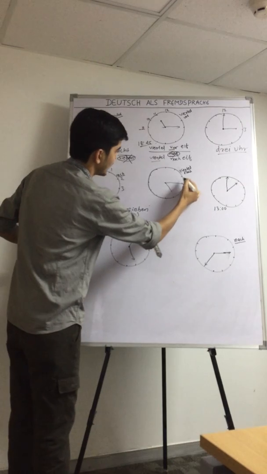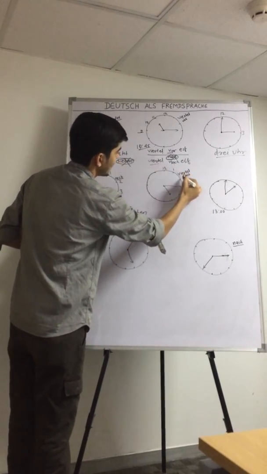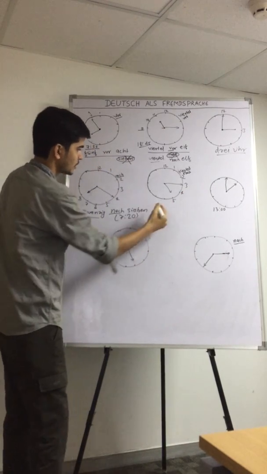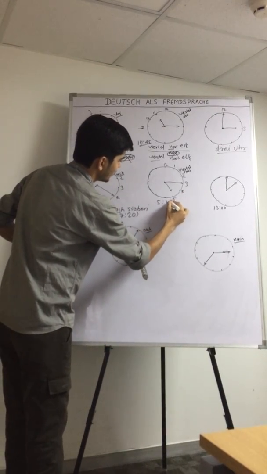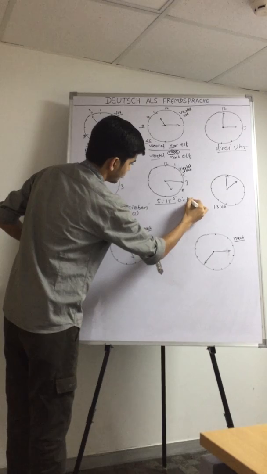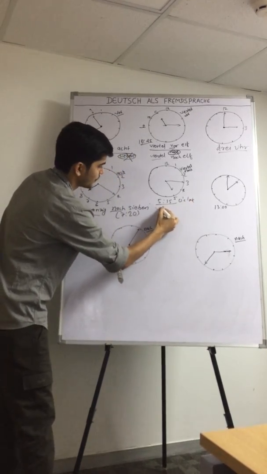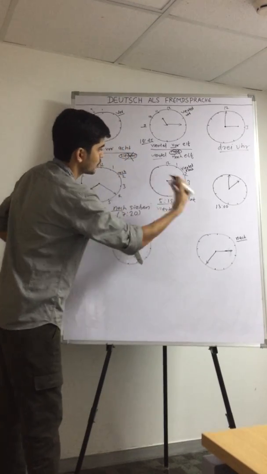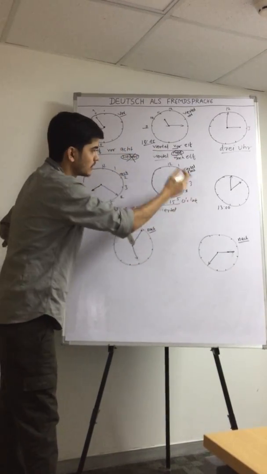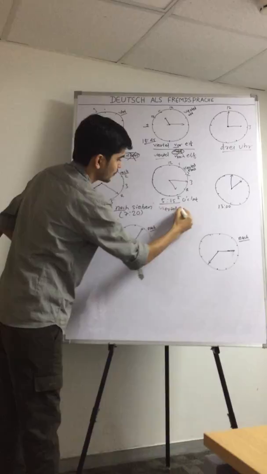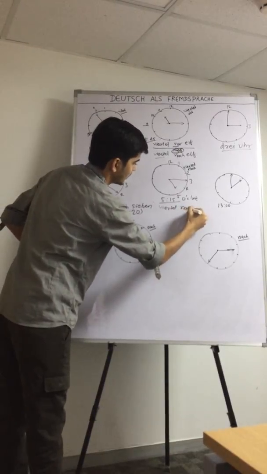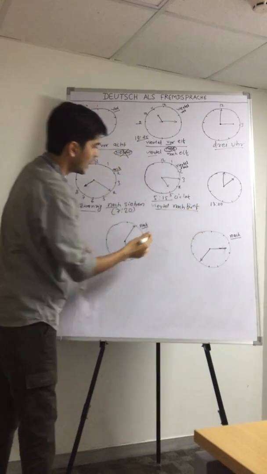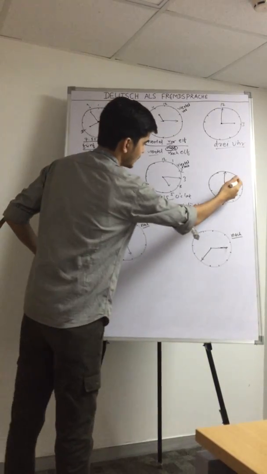This one, Viertel nach. 12, 1, 2, 3, 4, 5. So it is 5:15. So Viertel, like quarter, Viertel past. So past 15 minutes after 5. So Viertel nach 5. Viertel nach 5.